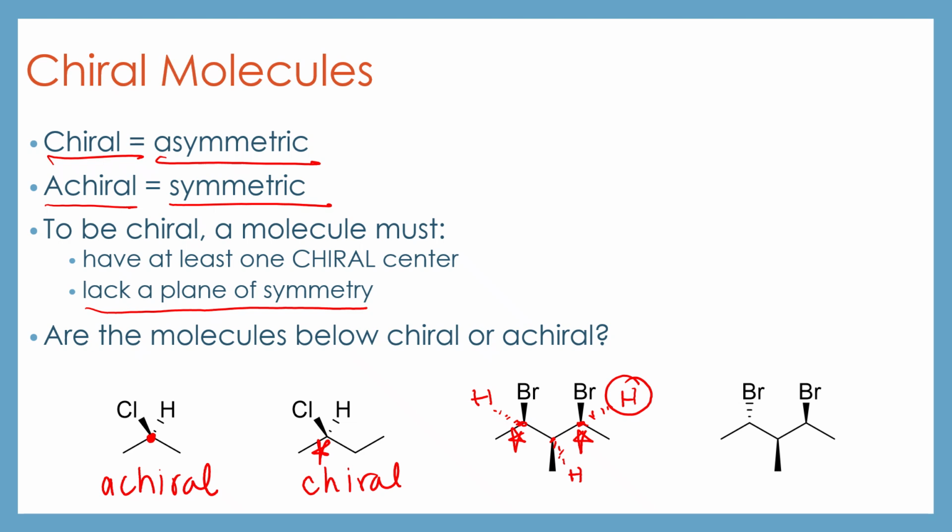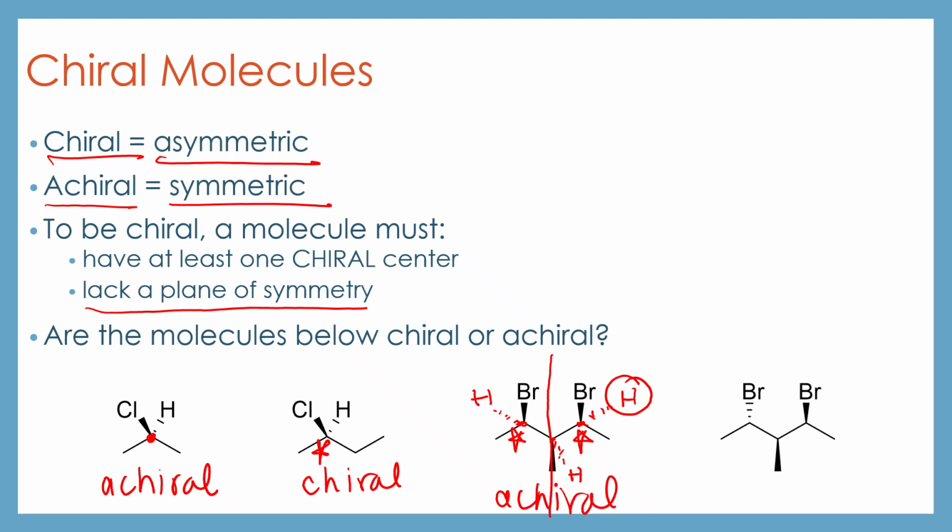Now we just see if the molecule has a plane of symmetry. Now, since we have this achiral carbon that's smack dab in the middle, that actually provides our plane of symmetry. These 2 pieces of the molecule are identical to each other. So this molecule is not chiral because it has a plane of symmetry. So it's achiral.